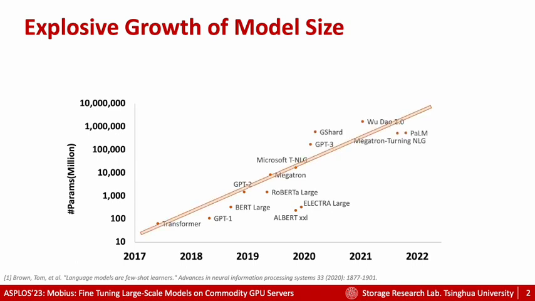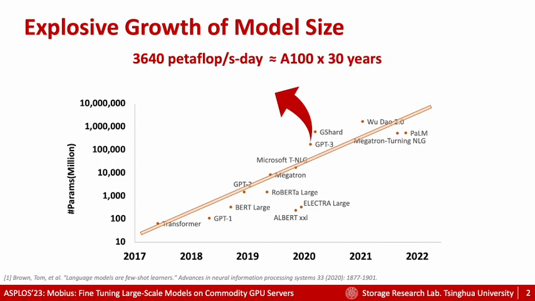Since the birth of Transformer, the machine learning model size has increased by 28,000 times. Training models with such large scale requires enormous computing power. For example, training GPT-3 requires 3,640 petaflop per second day. From the perspective of time, it costs 30 years to finish training if we just use an A100 GPU. From the perspective of money expenses, training GPT-3 needs around $4.5 million.